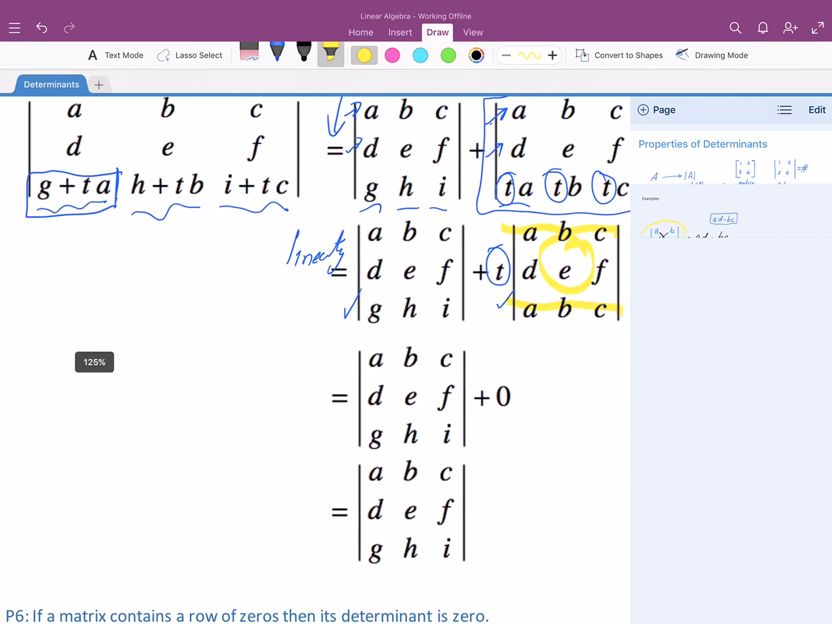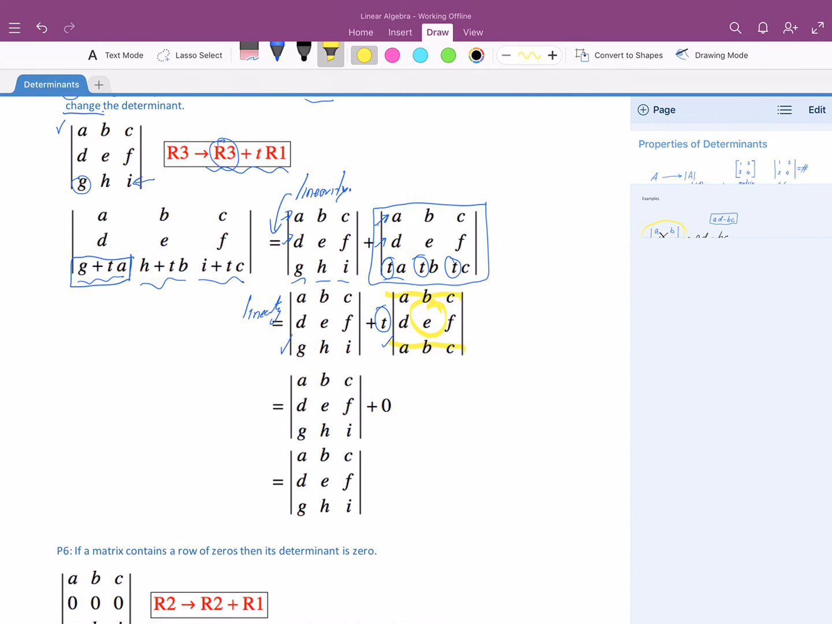So to summarize, if you take a matrix and you do this row operation of adding a multiple of one row to another, the determinant doesn't change. You get the same determinant.